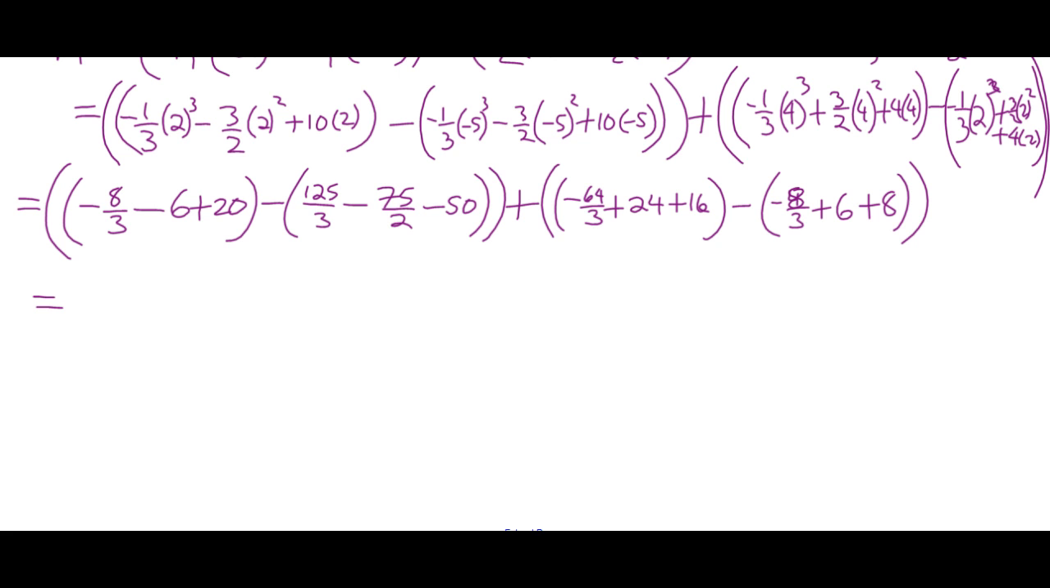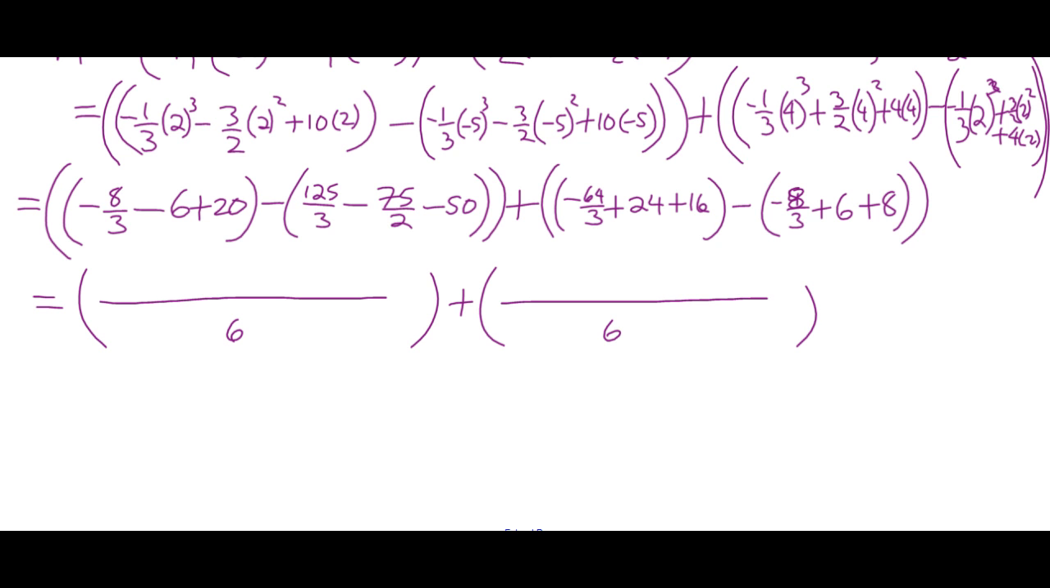What can we do with this? Let's go with a common denominator of 6. So what I'm going to do is throw down a big 6. So this will be negative 16 minus 36 plus 120. Now watch this, because you're distributing the negative through. So this will be minus 250 plus 225 plus 300. Watch out because you're distributing the negative through.